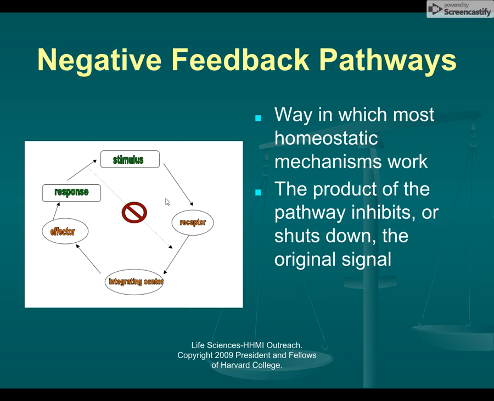And sometimes the response can prevent the stimulus from proceeding. We call that a negative feedback, and that's where the product or the response actually inhibits the stimulus. So here you have this line right through here, and basically what this does is the response prevents the receptor from continuing to communicate to the integrating center. This means that your body has already responded to this stimulus and it no longer needs to respond.